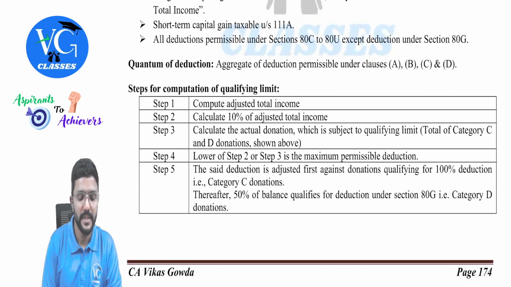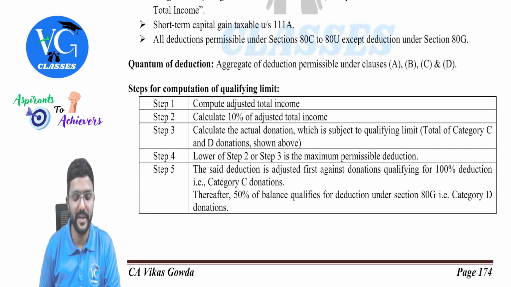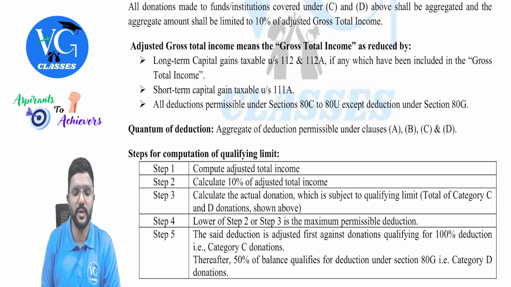What is it? We will see. Steps for computation of qualifying limit. First, compute the adjusted total income. Sir, what is adjusted total income?